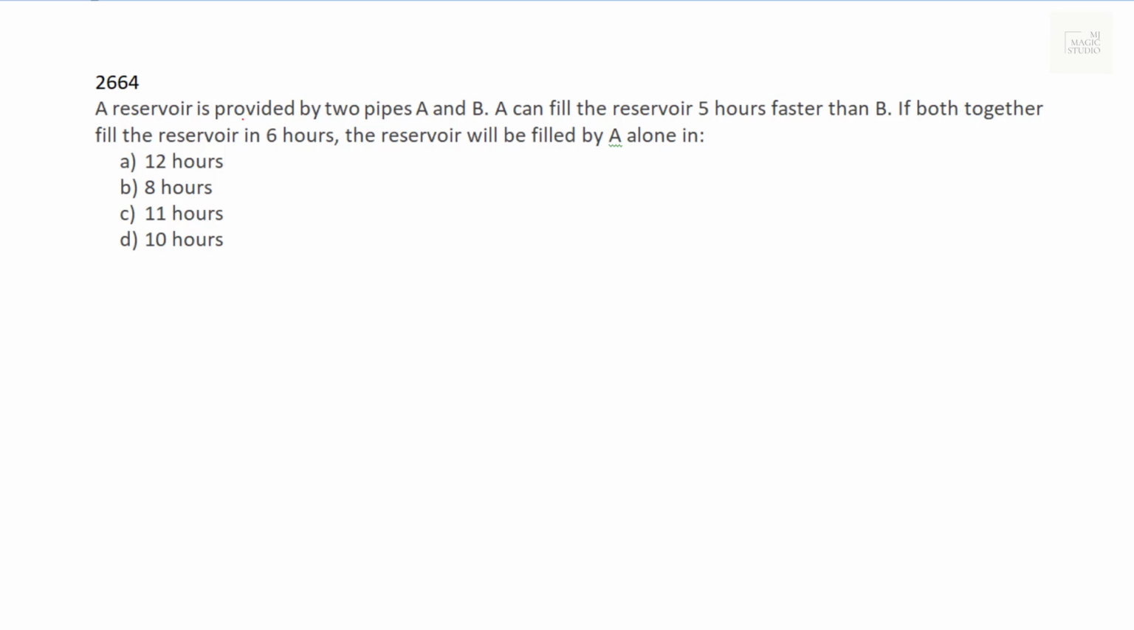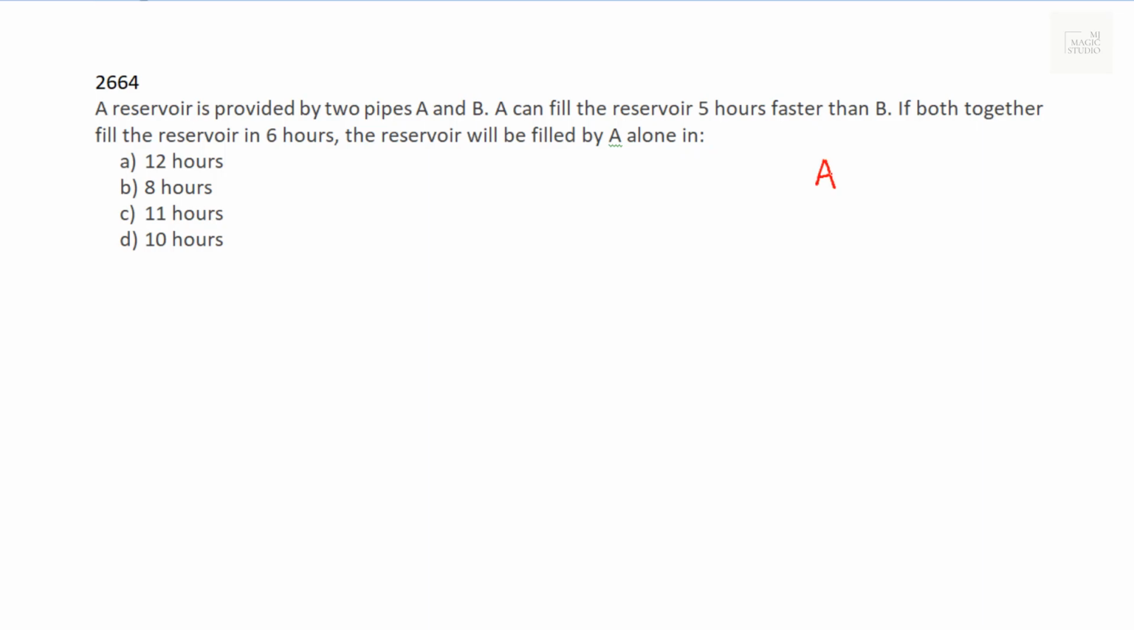A reservoir is filled by two pipes A and B. A can fill it 5 hours faster than B. If both together fill it in 6 hours, then the reservoir will be filled by A alone in what time?